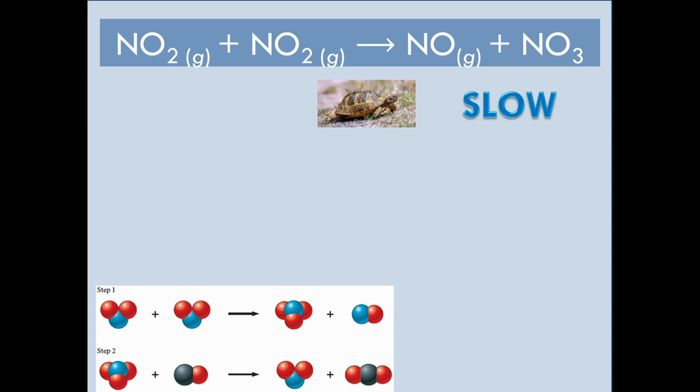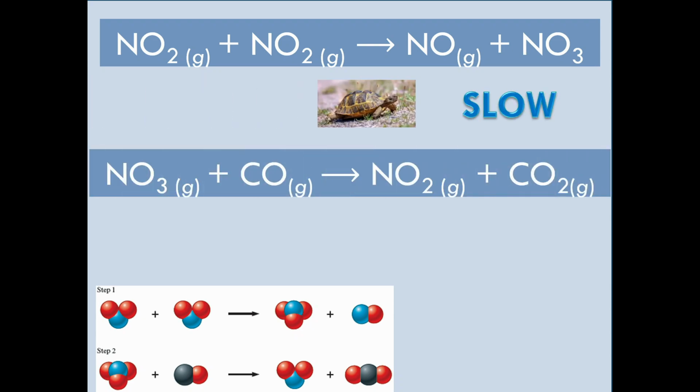So I'm making that one slow. I'm going to make that one fast. Once NO3 is created, NO3 is very unstable. It reacts easily with the CO, and that reaction goes very fast.